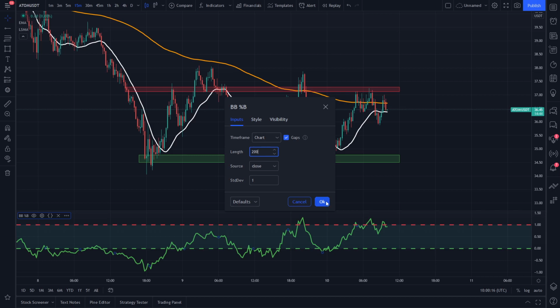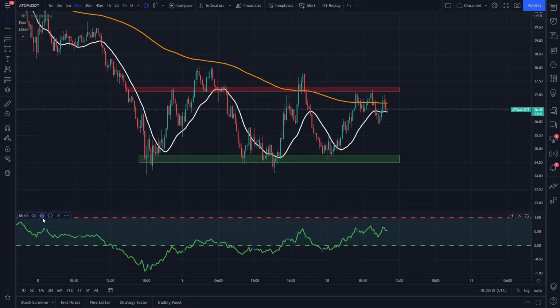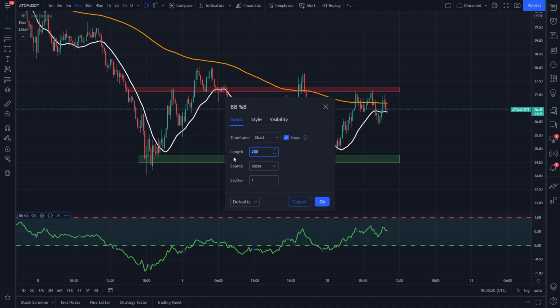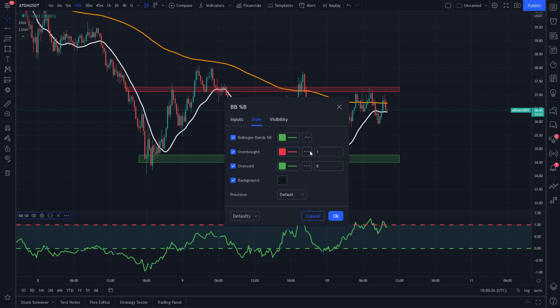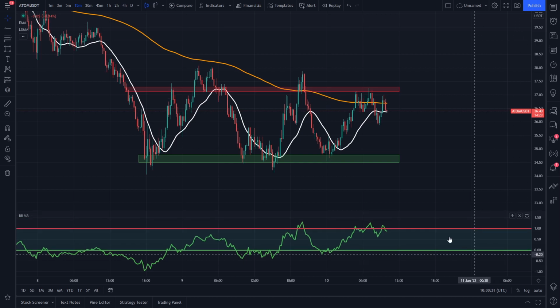So I will tell you how do you look for signals. So I prefer using 100 most of the time, but then during dumps I use 200, right? So let's make this straight line. All right, let's get it started.